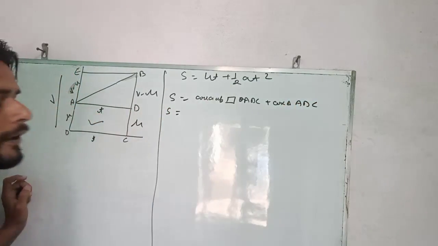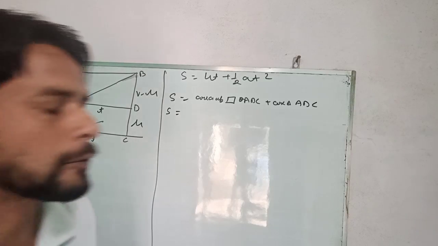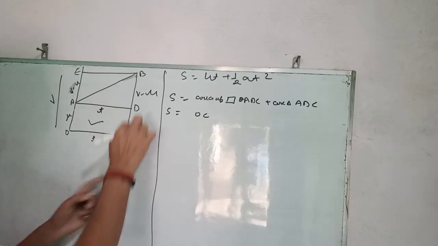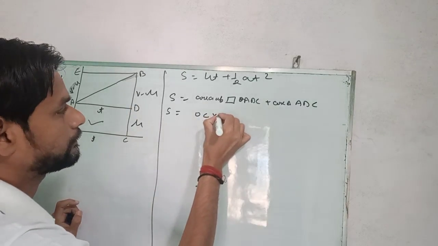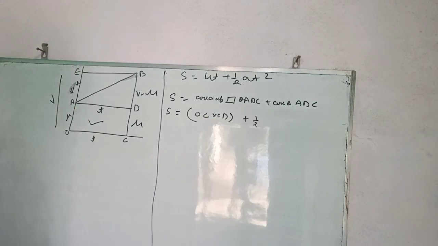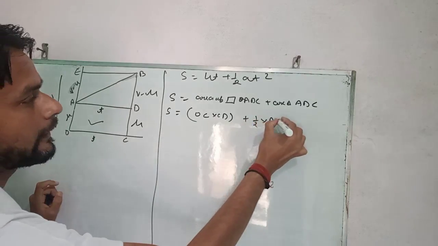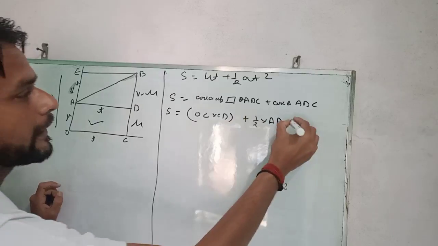S is equal to, what is the area of the rectangle? Length into breadth. Length is equal to T, which is OC, and breadth is equal to CD, plus 1 by 2 the area of the right triangle, which is 1 upon 2 base into height. The base is equal to AD and height is equal to BD.